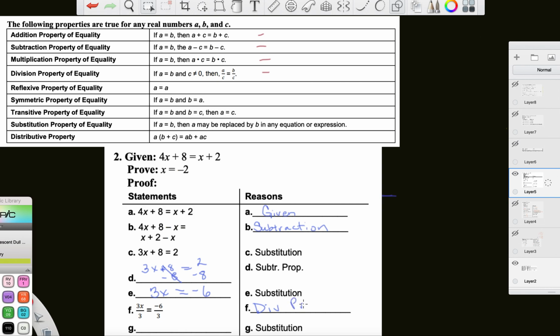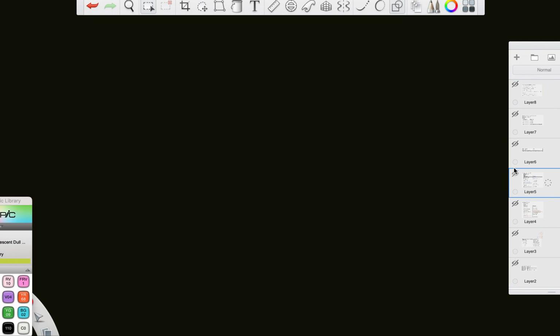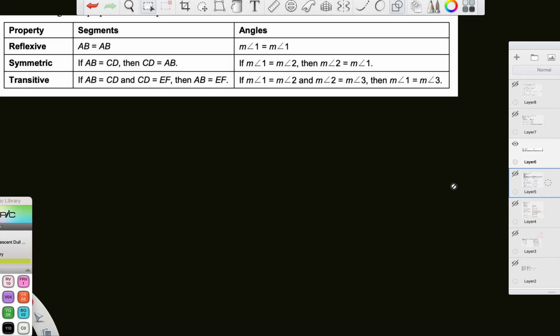Division property. And that just means we divided both sides by 3. And then we're going to use substitution by doing the math. That cancels out. X is equal to negative 6 divided by 3 is negative 2. Hey, look at that. We proved it right. Pretty good? Look at how easy this was. Now, I'm going to get rid of this. We have just a couple more things to talk about.